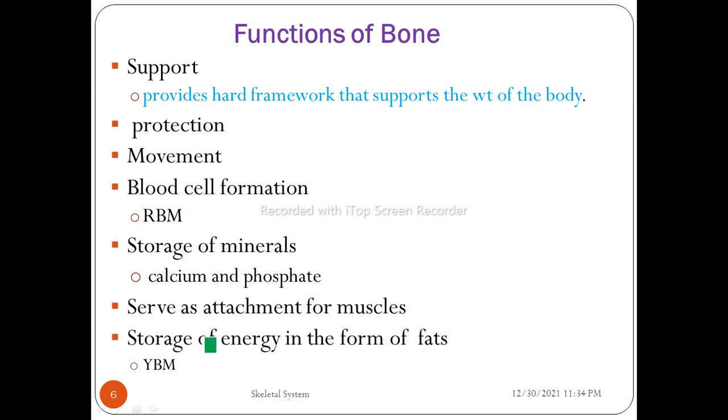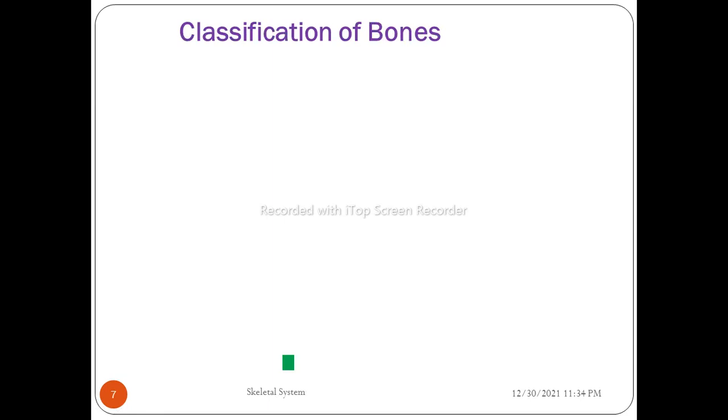The other is that bone is important for storing energy in the form of fats. Yellow bone marrow is also found in the bone. Yellow bone marrow is important for energy storage. It is also important for blood cell formation in an emergency situation, but red marrow produces blood cells at all times. So these are the functions of bones.